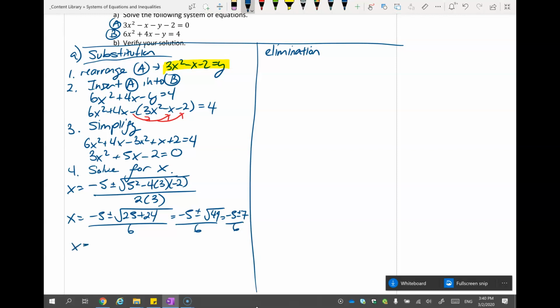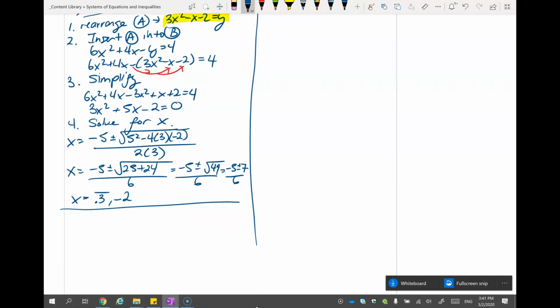So in decimal, our number is going to be 0.3 repeating for -5 plus 7 divided by 6. And then -5 minus 7 divided by 6 is -2. So these are our two x values. Now we're going to find y. That's our step 5.